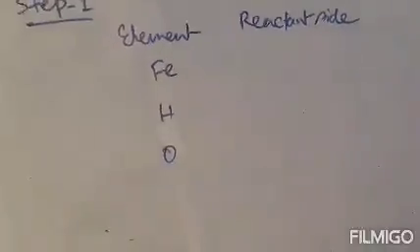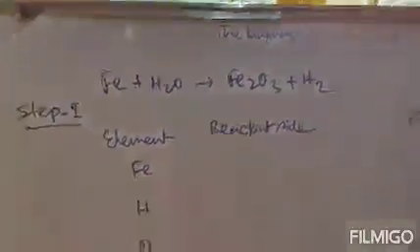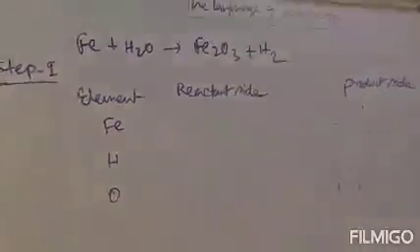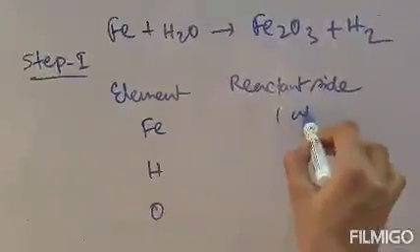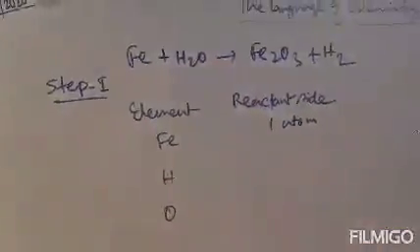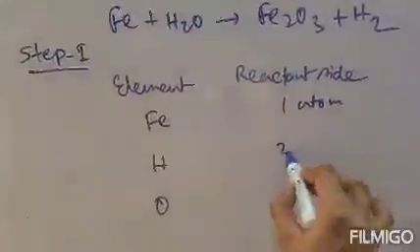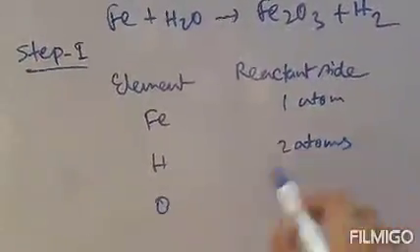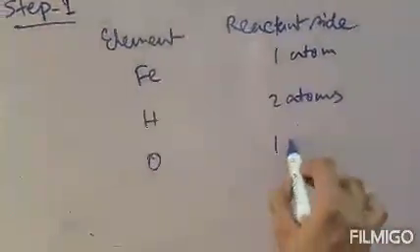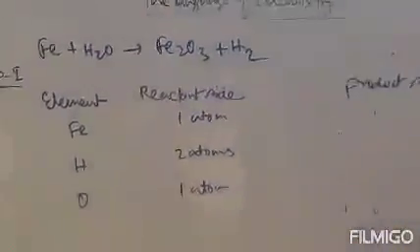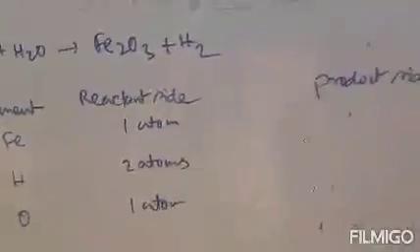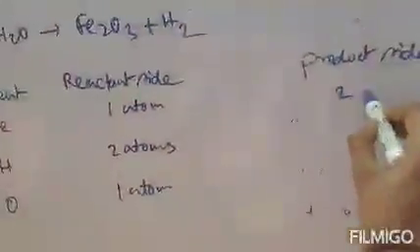So the elements are first iron, hydrogen and oxygen. So all total 3 elements are present. Iron, hydrogen and oxygen. Now count the number of atoms from reactant side. There is 1 Fe, that is 1 atom. Hydrogen is 2, from the reactant side there are 2 atoms. Oxygen is also 1, that is 1 atom of oxygen. Now moving towards the product side. In product side there are 2 Fe, that means 2 atoms.